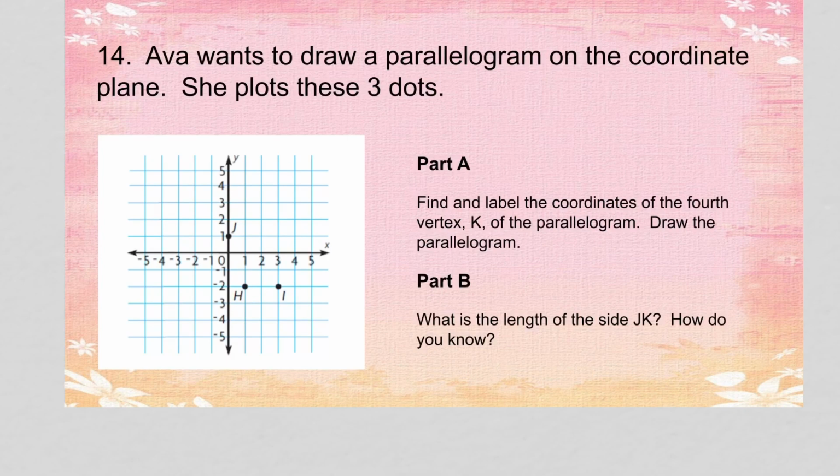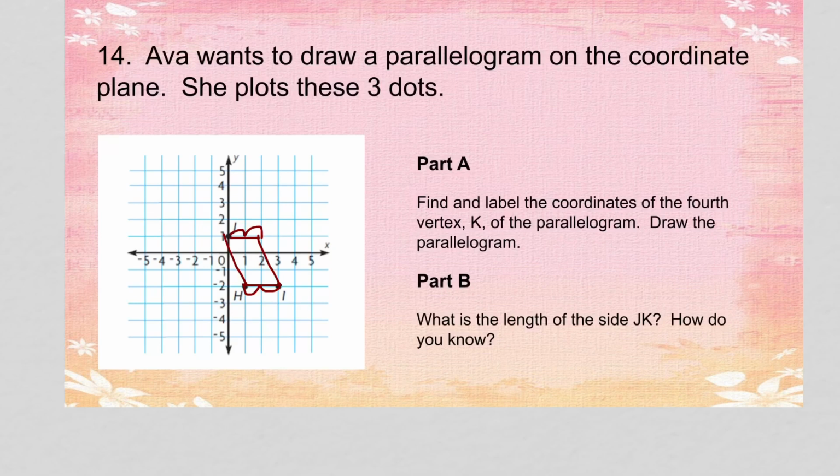So I know I'm going to count my parallel lines. So that is 1 and 2. So then I'm going to go 1 and 2 over and make that a parallelogram. Okay. Now I know the length of JK.